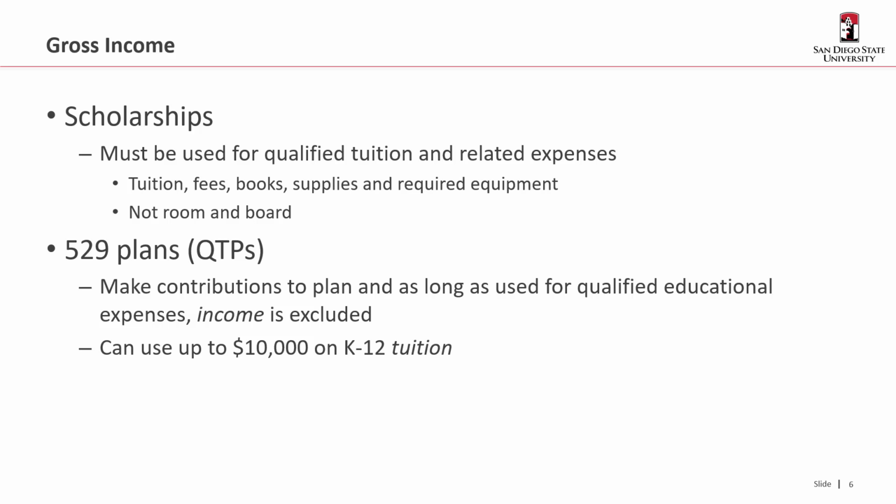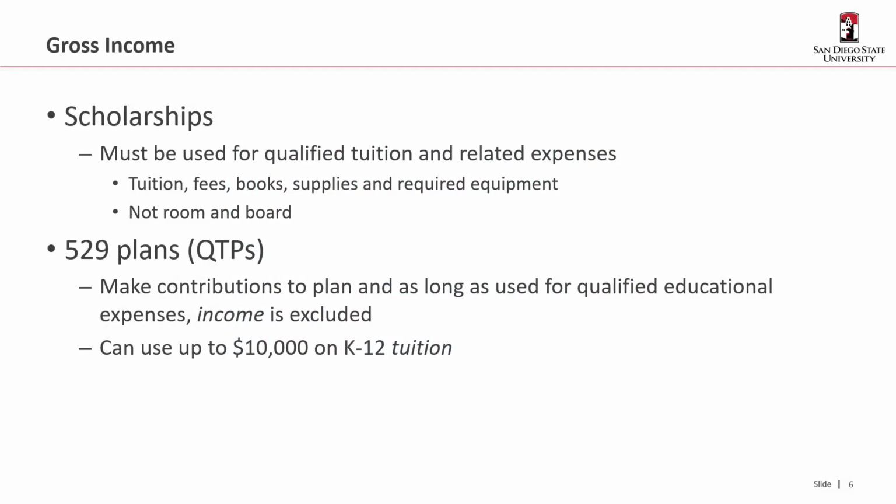Withdrawals from 529 plans, what they call qualified tuition plans. You make contributions, so this is another classic lockbox, an ironclad lockbox arrangement where you pay money in, and as long as you pull it out and use it for qualified educational expenses, any income that the plan has generated is not taxable. So the idea is you can save just in a savings account, or you can put that money in a 529, and therefore its income is not taxed as long as it's used for qualified educational expenses. And starting with the Tax Cuts and Jobs Act, you can also use it for up to $10,000 on K through 12 tuition. So that's tuition only, not any other expenses.